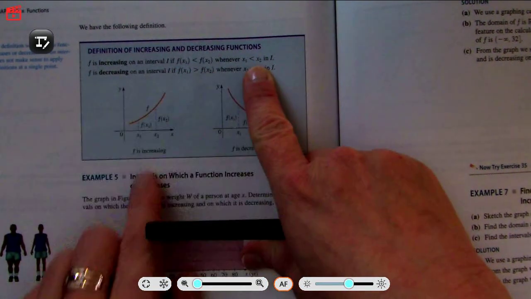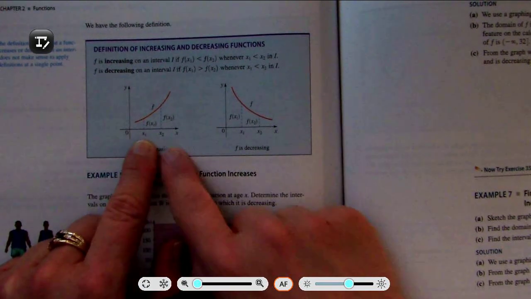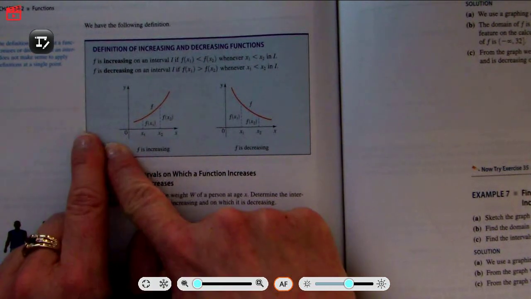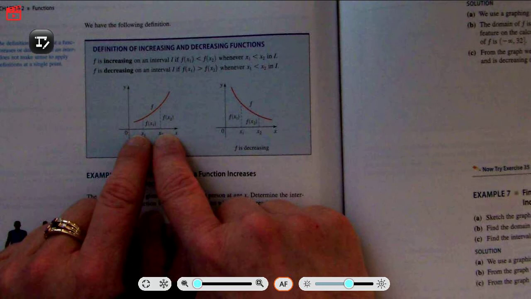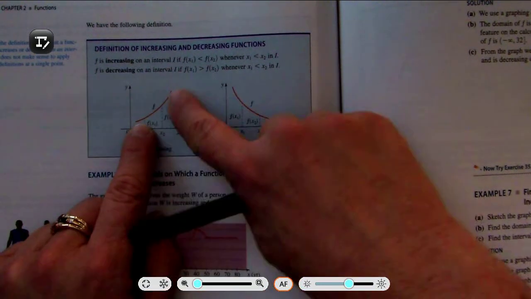So let's look at a picture. Here's our picture of increasing. Put some point x1 smaller than x2 on the number line. Could have been here, could have been on this side of the number line. It really doesn't matter. We're saying increasing if this guy is going to be smaller than this y value. So they are going to be going up.